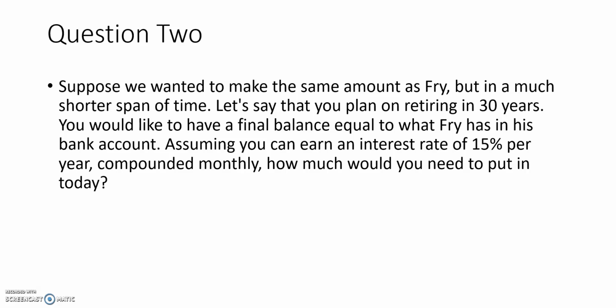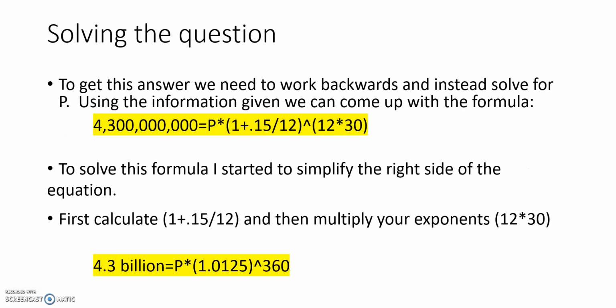Assuming that you can earn an interest rate of 15% per year, compounded monthly, how much would you need to put in? So this is going to be a little bit different because now, rather than just an annual rate, we're going to be compounding monthly. So we're throwing in an extra step in here. Knowing that, the new formula that we're going to use is going to be the amount equals the principal times (1 plus rate divided by your number of compounding units) raised to the number of compounding units times time.